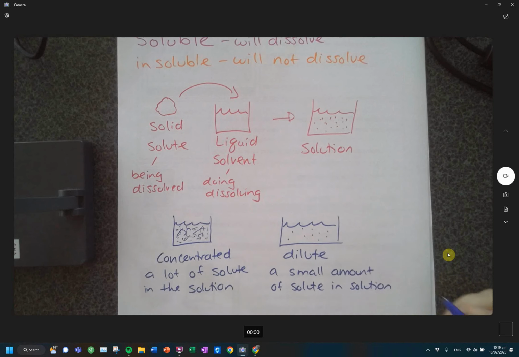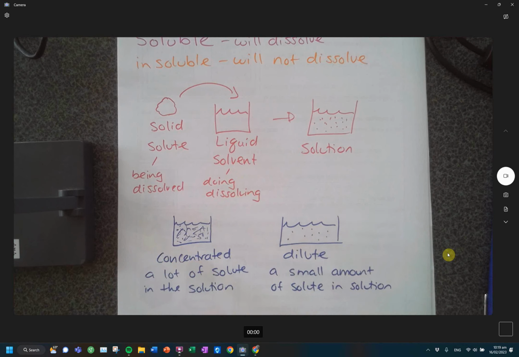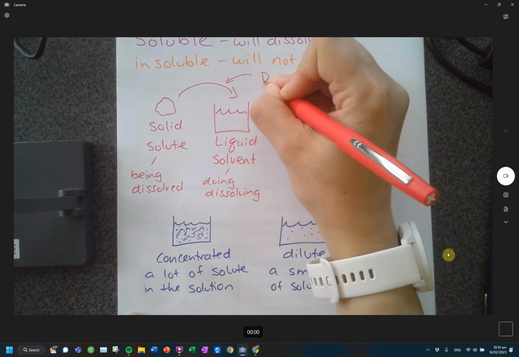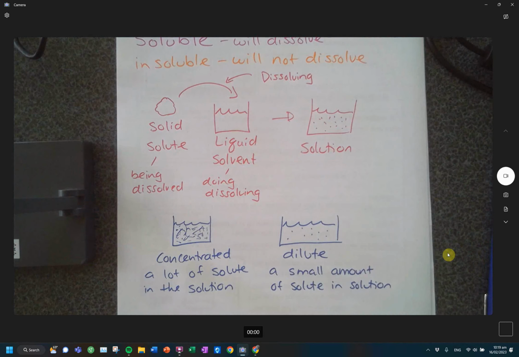Cool. I think that's all the vocabulary words I wanted to cover. Oh, one more word. Sorry. When the solute goes into the solvent and it breaks apart, what do we call that? Dissolving. So that process is known as dissolving. So the solute mixes into the solvent.